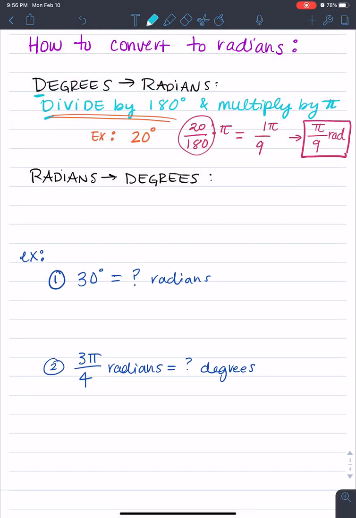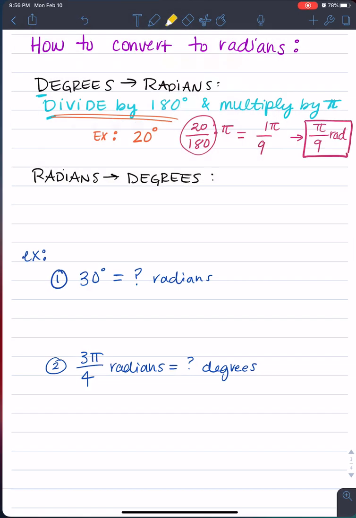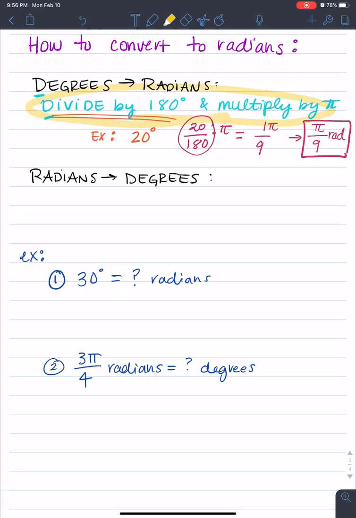Okay. Now, what happens if I flip it around? Let's say I'm reversing that, just like working backwards. That means you are going to do the opposite of this in the opposite order. So first, instead of multiplying by pi, guess what you're going to do? You're going to divide by pi.